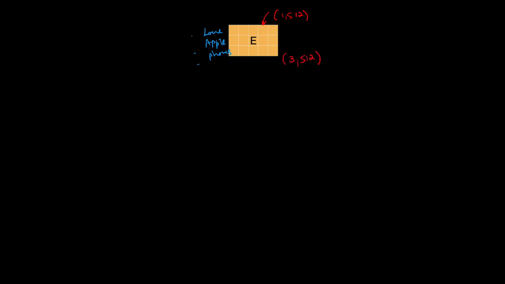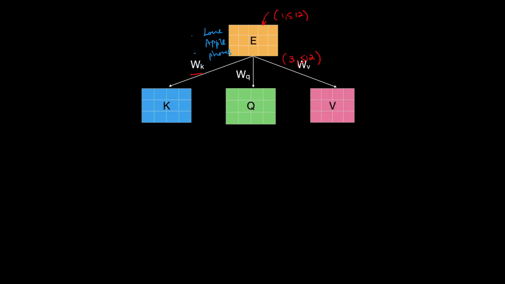We will multiply this word embedding matrix with three other matrices, that is WK, WQ and WV. These three matrices will be our key, query and value matrices. And let's say the dimension of these WK, WQ and WV is 512, 64, then the dimension of the K, Q and V matrices that are generated will be equal to 3, 64.